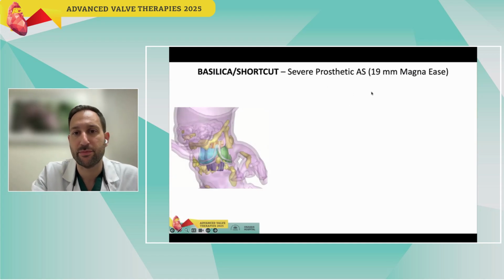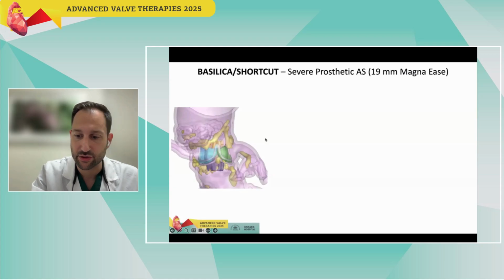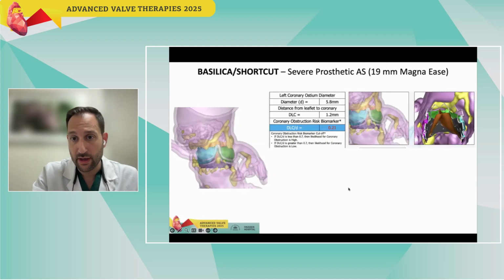That's a case of severe prosthetic aortic stenosis, a small valve, unfortunately a 19 millimeter Magna. And we simulated a 20 millimeter S3. You can see also this extensive STJ and aortic and annular calcification here. Again, the coronary obstruction risk is very high. You can see basically the ratio is 0.2.